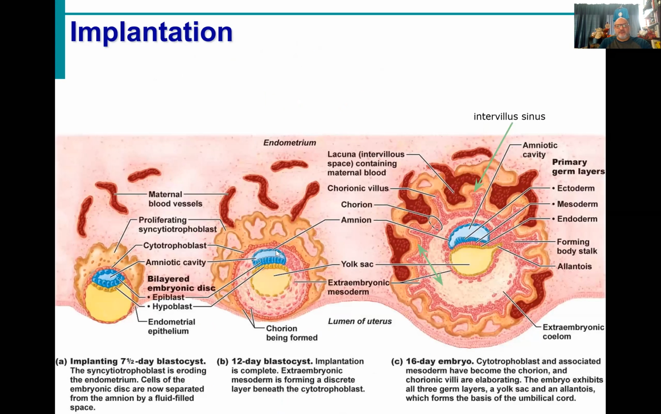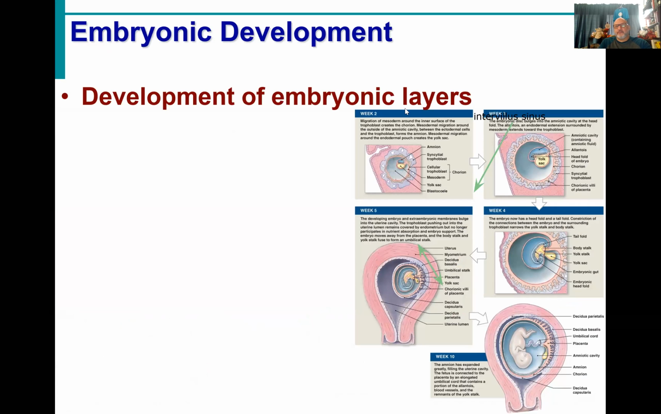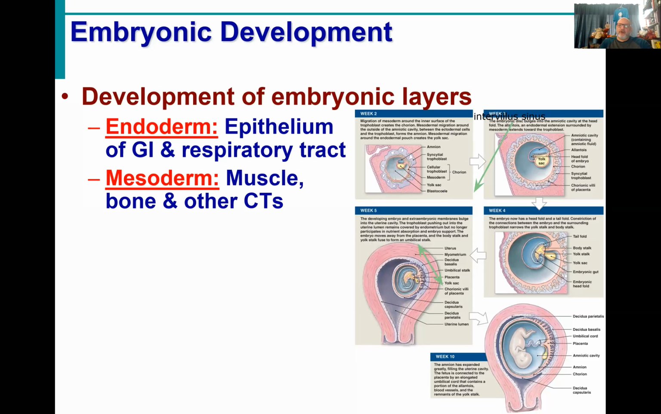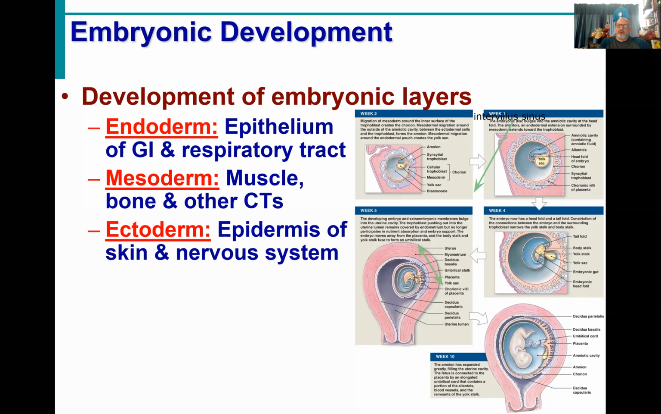But notice also, as we look at these pictures, there's a whole lot going on with the inner cell mass as well. So we can briefly talk about that, and it really is truly going to be briefly. That inner cell mass basically differentiates and forms three main embryonic cell layers. The first is a cell layer known as the endoderm. This is what forms the epithelium of the gastrointestinal tract and the respiratory tract. Our mesoderm, which forms the muscle cells, the bone, and our other connective tissues. And the ectoderm. The ectoderm is what forms the skin and the nervous system.